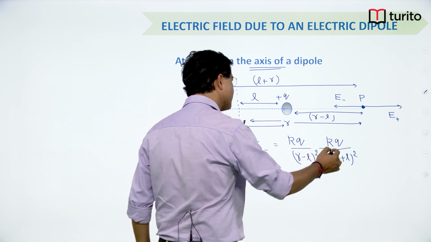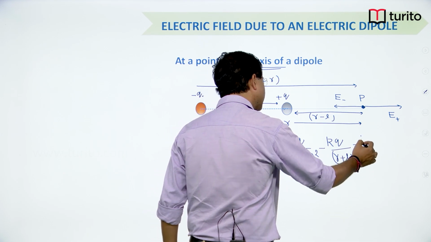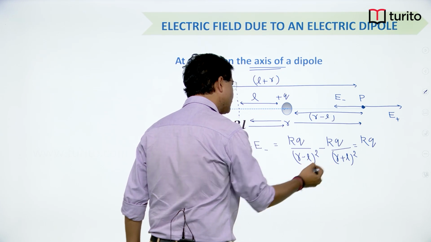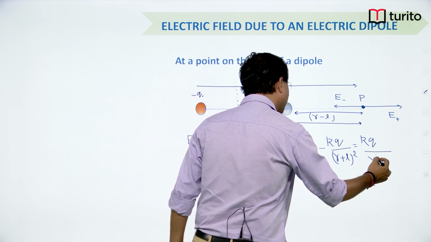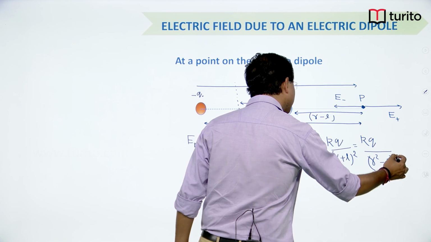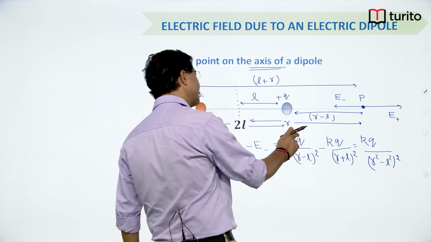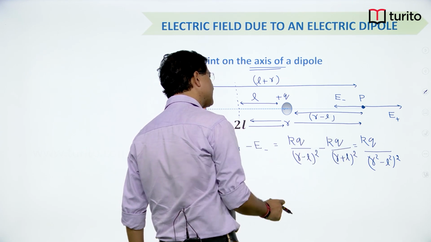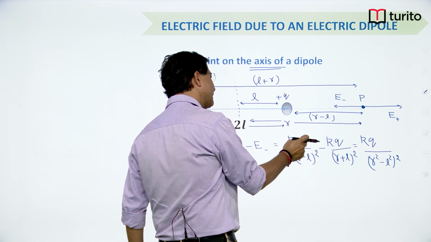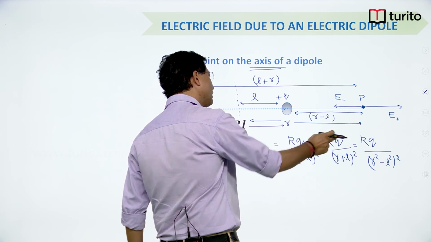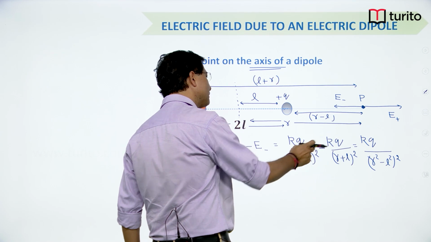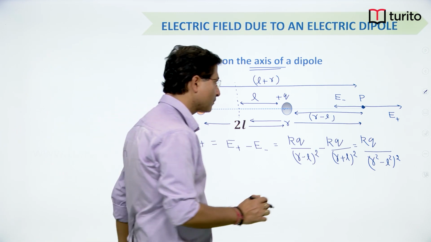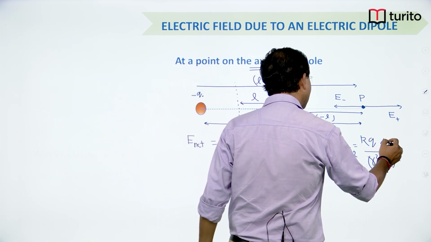If I simplify this, I will get kq, multiply this one to this one, this will become (r square minus l square) whole square. And then when you multiply this here and this here, the r square and l square will get cancelled out. 2rl will be left here and 2rl will be left here, with the minus sign it will become positive, and 2rl plus 2rl will make it 4rl. So here it will become 4rl.